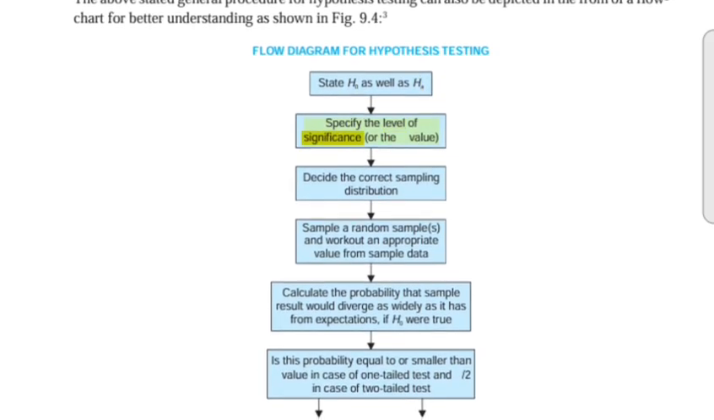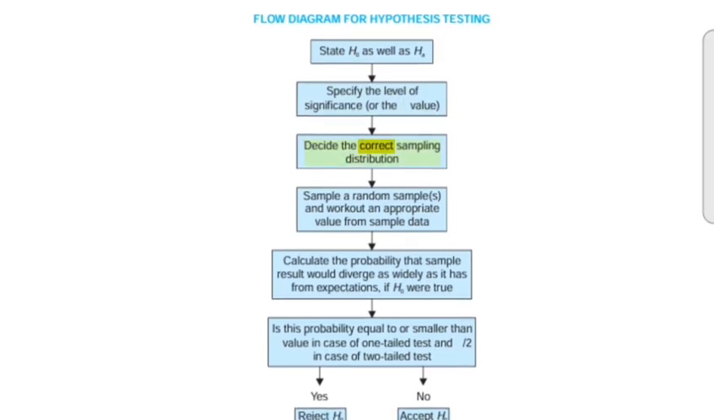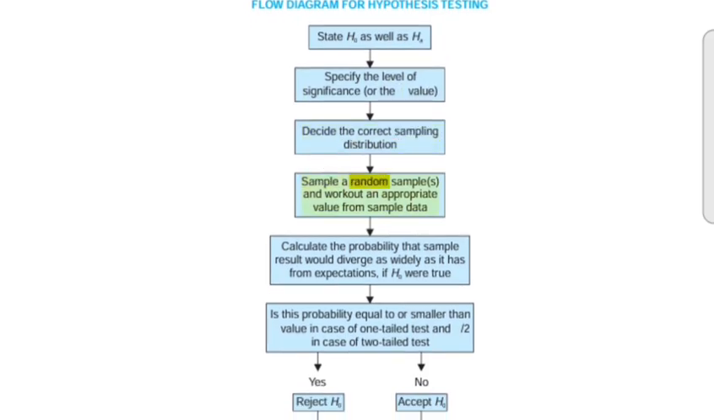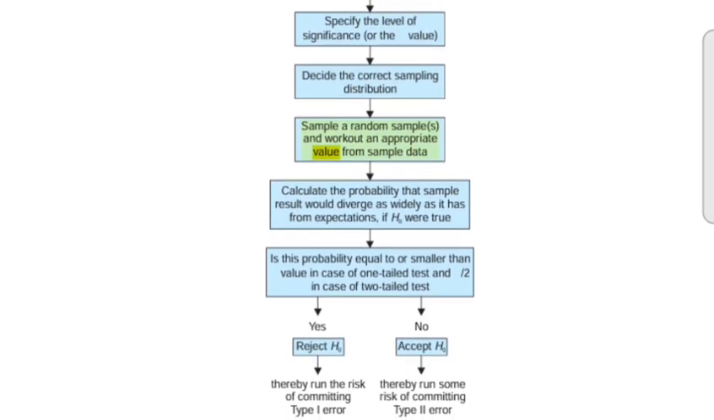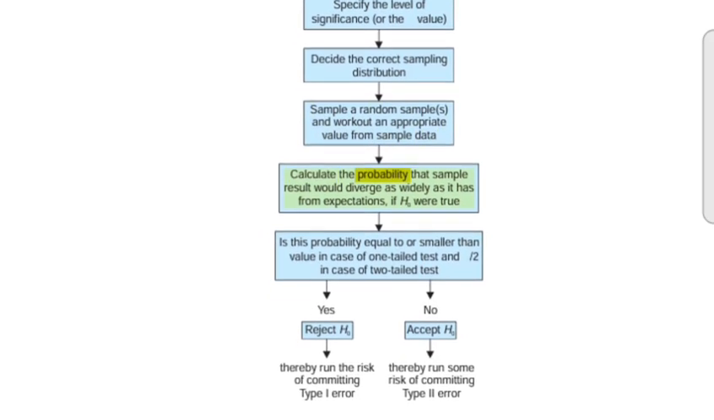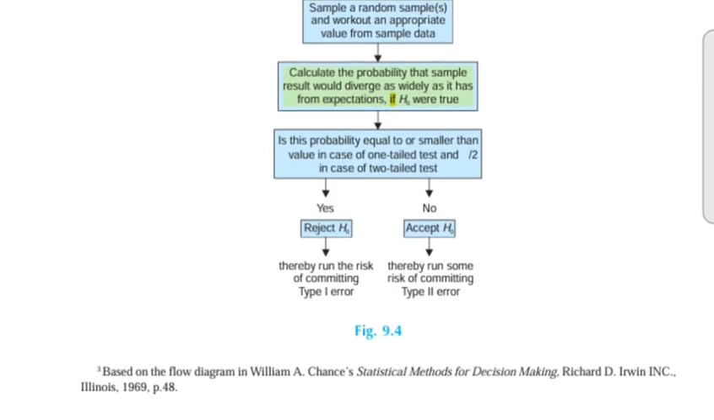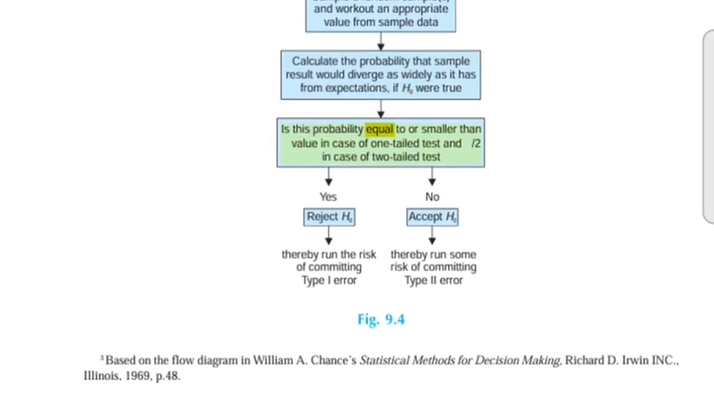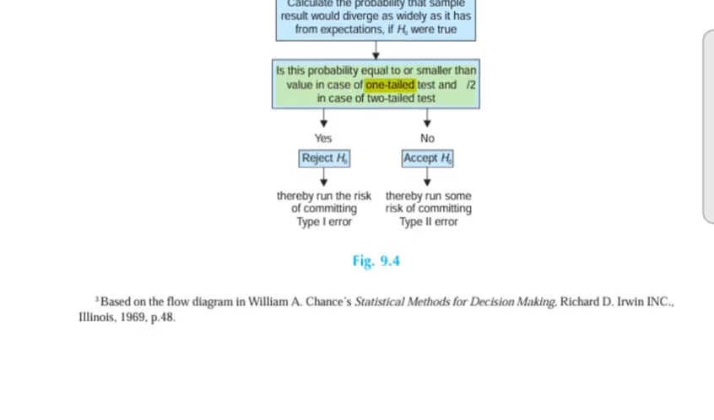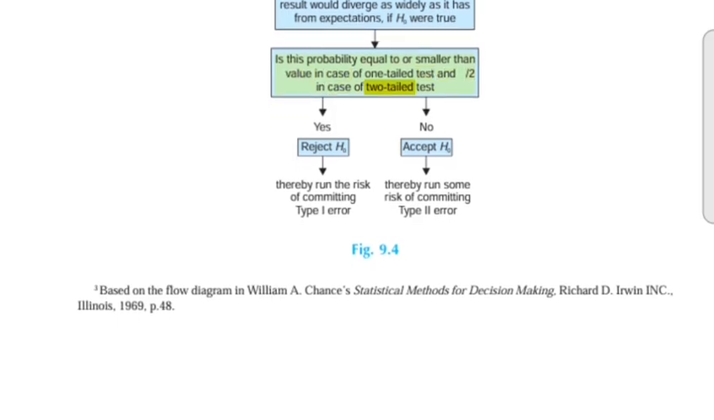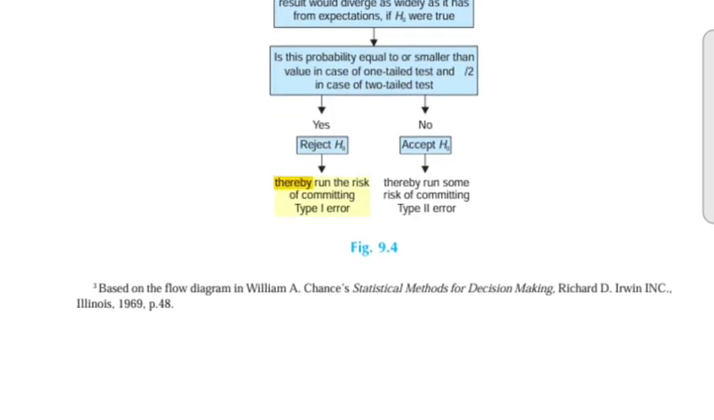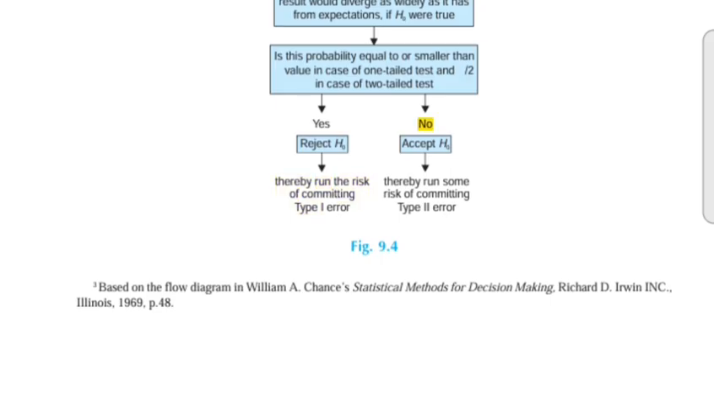Specify H0 as well as HA. Specify the level of significance, or the alpha value, decide the correct sampling distribution, sample a random sample and work out an appropriate value from sample data. Calculate the probability that sample result would diverge as widely as it has from expectations. If H0 were true, is this probability equal to or smaller than alpha value in case of one-tailed test and alpha/2 in case of two-tailed test? Yes. Reject H0, thereby run the risk of committing type 1 error. No. Accept H0, thereby run some risk of committing type 2 error.